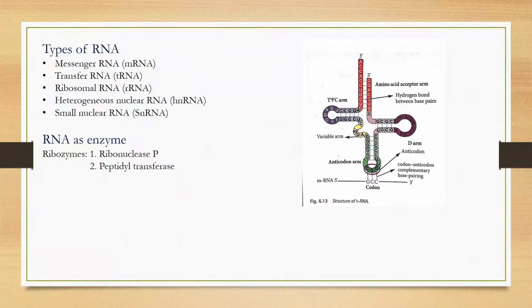The exact function of rRNA in ribosomes is poorly understood. Probably it plays a role in the formation of polysomes and in the binding of mRNA to ribosomes.